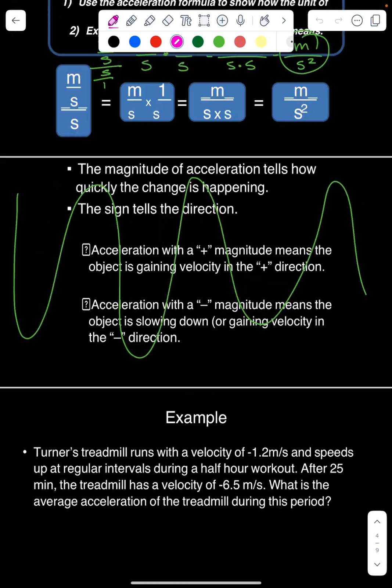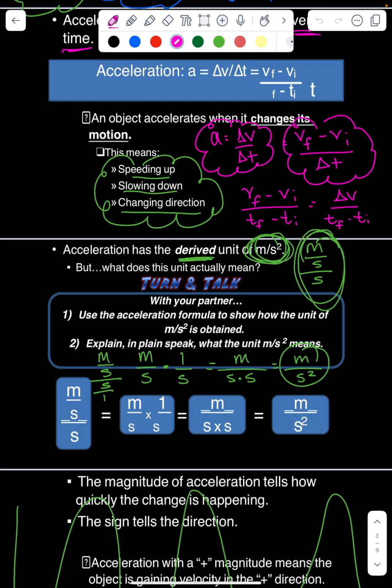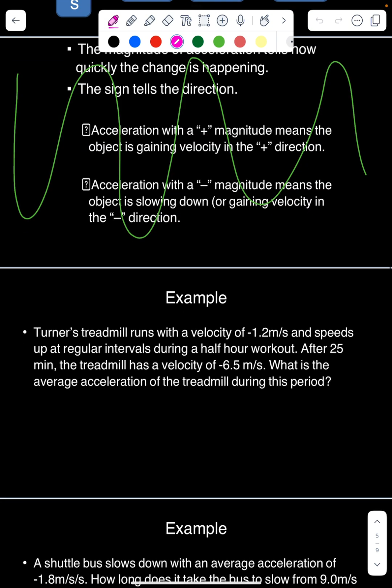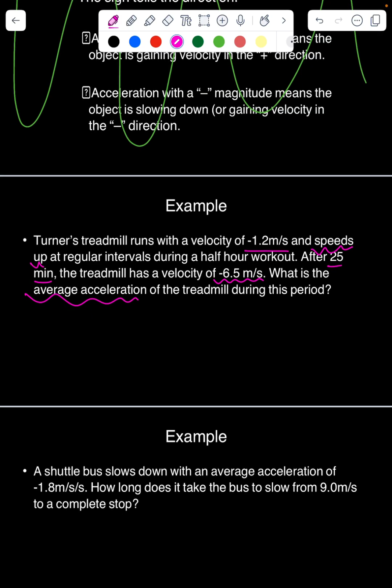We're going to go back over here. All right, so we have our new equation. We know that acceleration is equal to our change in velocity over time. Let's try this one. Turner's treadmill runs with a velocity of negative 1.2 meters per second and speeds up at regular intervals during a half-hour workout. After 25 minutes, the treadmill has a velocity of negative 6.5 meters per second. I want to know what the average acceleration of the treadmill is during this period.